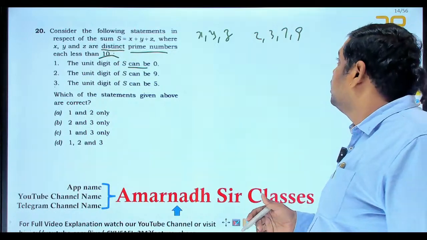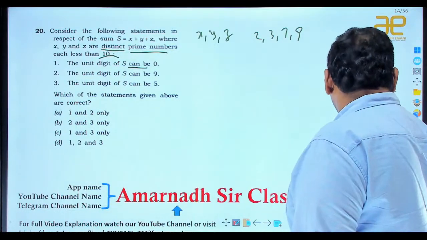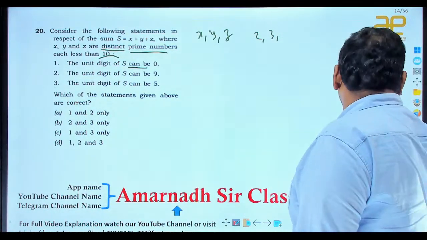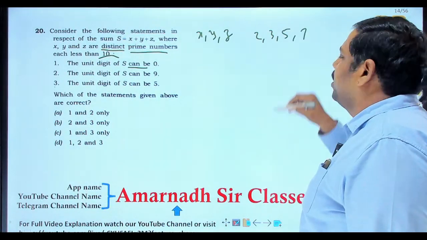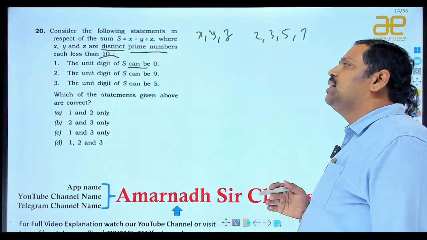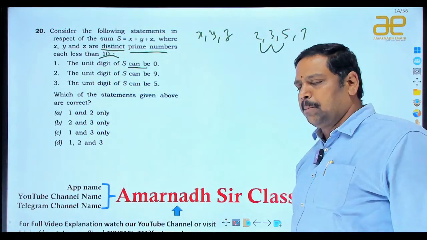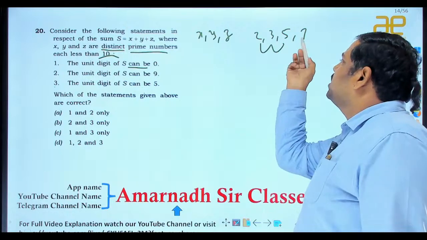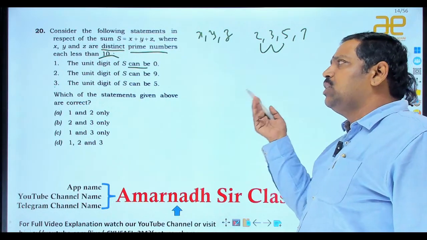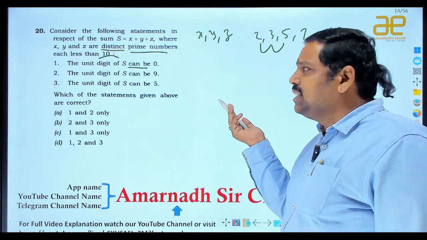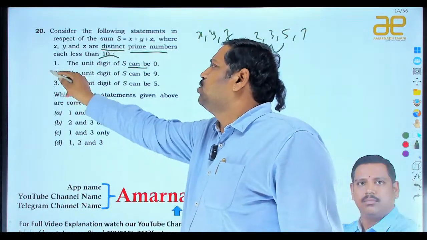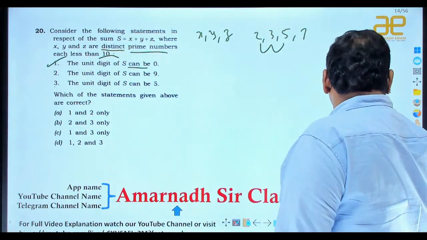We have to check. Sorry, it is not 2379, it is 2357. Right? So is the unit digit 0 or not? We have to check. Suppose I take these 3 numbers as x, y, z. 2 plus 3 is 5, 5 plus 5 is 10. That means the unit digit is 0. Is it a possibility or not? Yes. So the first one is okay. Go with the second one.